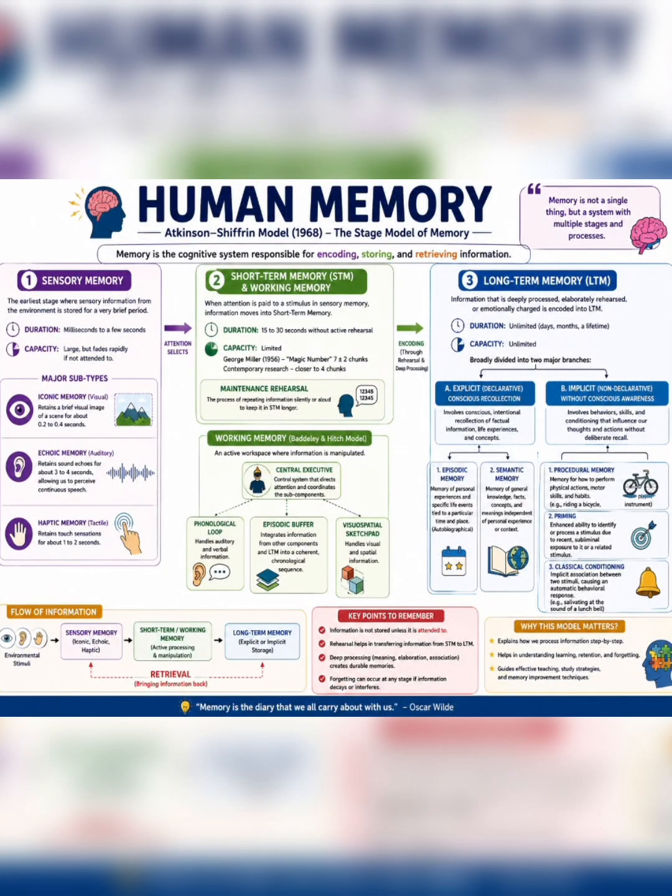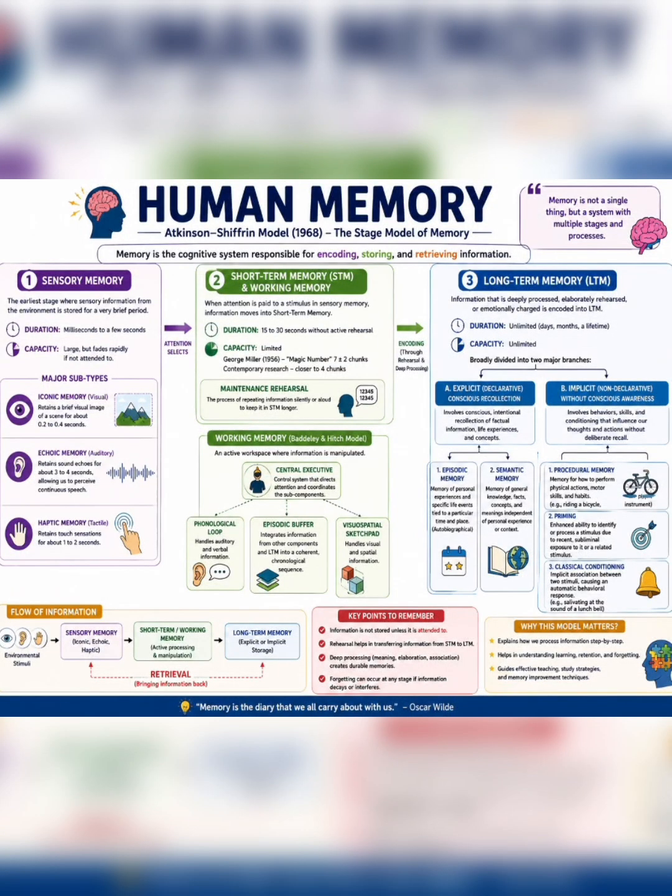Branch 1, that is explicit, or we can say declarative memory. This involves conscious, intentional recollection of actual information, life experiences, and concepts. It splits further into episodic memory, memory of personal experiences and specific life events tied to a particular time and place. Semantic memory, memory of general knowledge, facts, concepts, and meanings independent of personal experience.